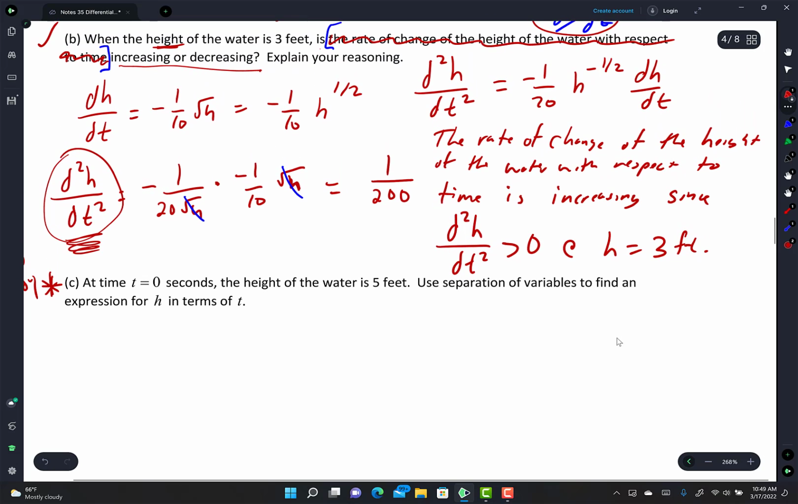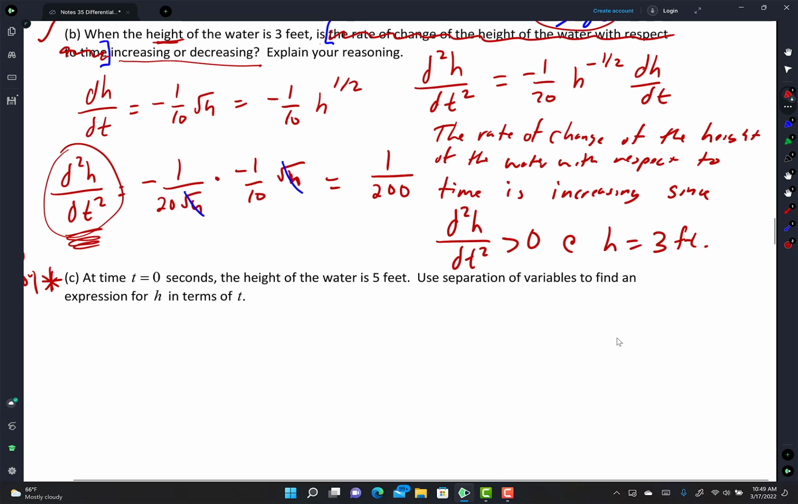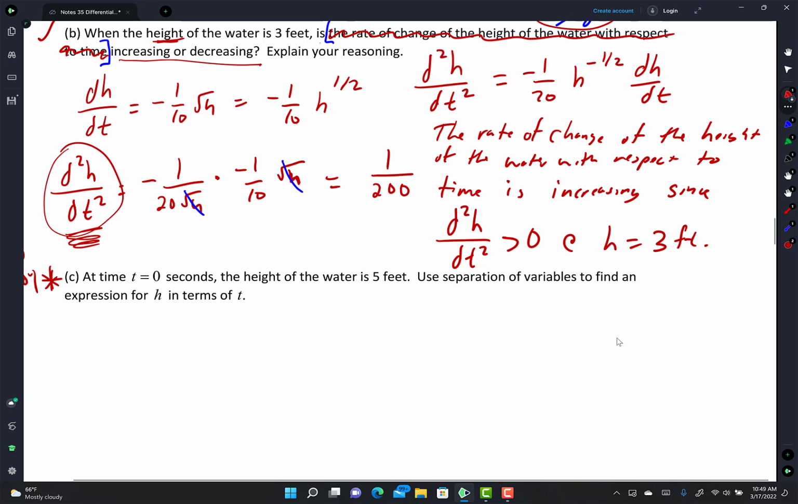Oh, because I took the derivative with respect to time. The derivative of h with respect to time is dH/dt. If I would have taken the derivative of h with respect to h, then I would have left it alone, and I would not have a dH/dt here. But I didn't take the derivative of h with respect to h. I took it with respect to time. That makes sense? That's going to come in super handy when you take multivariable calculus at MIT.